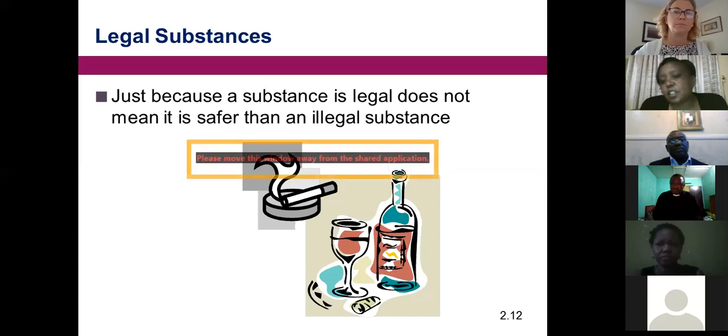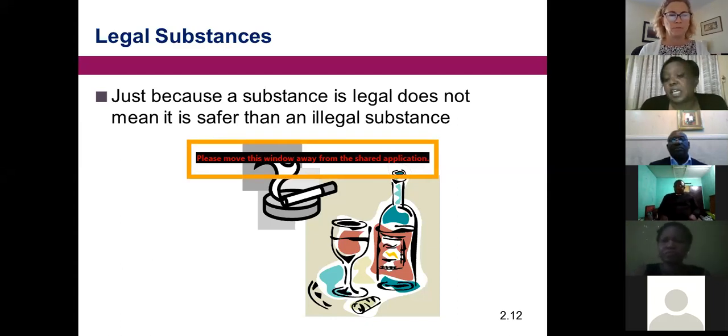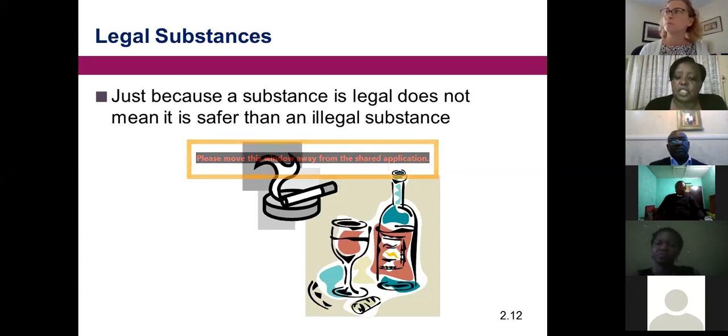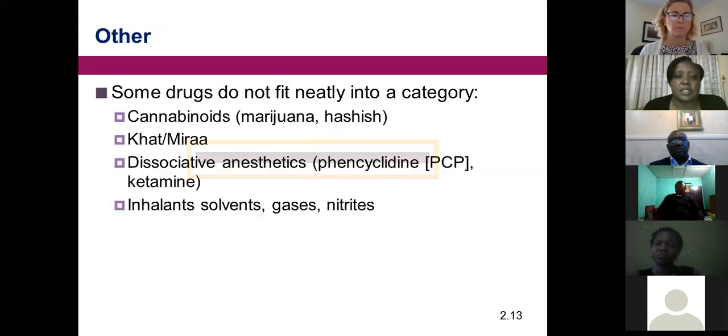In fact, the legality of a substance might depend on factors like the politics of a country. It might depend on religious considerations of a country. It might depend on the cultural traditions and norms. So all these are things that we want to think about. But keep in mind that just because it's legal doesn't mean it's safe. And this is good for us in terms of our prevention messages.